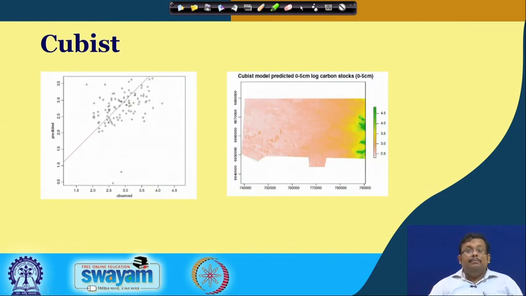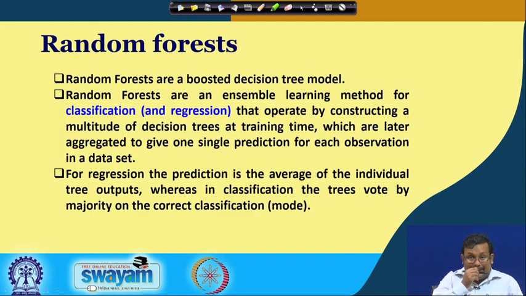And this is an example of a Cubist produced soil organic carbon map for a particular area of Australia. You can see this is the Cubist predicted 0 to 5 centimeter logarithmic carbon stocks, and this is the predicted versus observed values, and you can see there is no finite predictions problem as we have seen in the case of classification regression tree. Another important method is random forest.